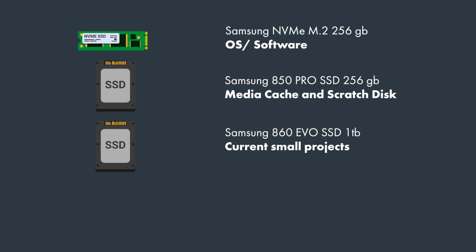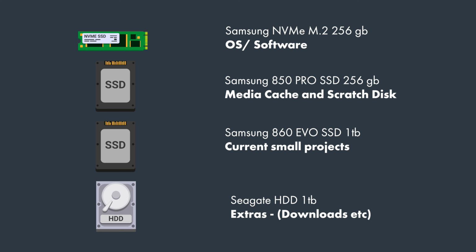Finally installed, I have a standard 1TB Seagate hard disk drive. This is just where I can dump extras like my downloads and random documents. I honestly don't use it for much at all, but it's nice to have in case I have to download a massive project file and I haven't worked out where to put it yet.